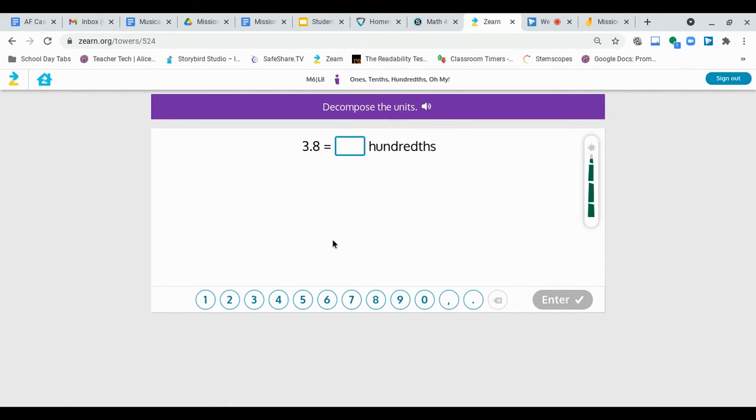All right. Now I want to rename 3 and 8 tenths as hundredths. So how many hundredths would I have here? I have 3 wholes, but now I want to rename those wholes as hundredths. So if I have 3, that's 100 hundredths, 200 hundredths, 300 hundredths. So I have 300 hundredths, but I also have this 8 tenths, which I have to convert. So 8 tenths becomes how many? It becomes 80 hundredths. So altogether 380 hundredths, just like that. I think I said it wrong a second ago, but it's 380 hundredths.